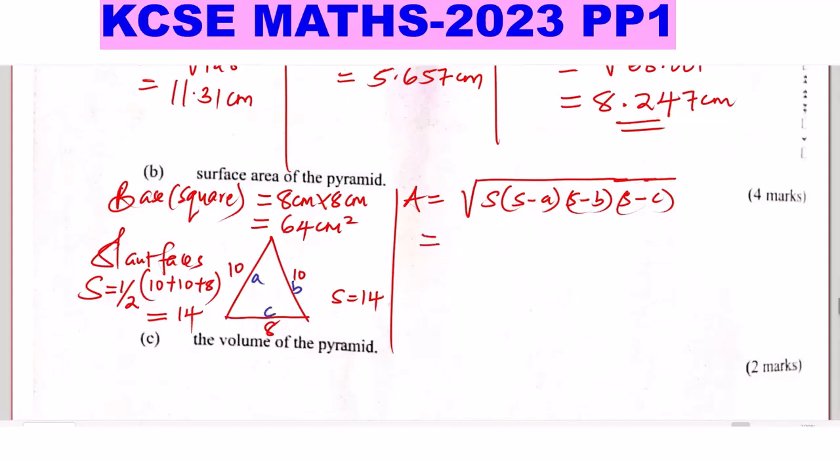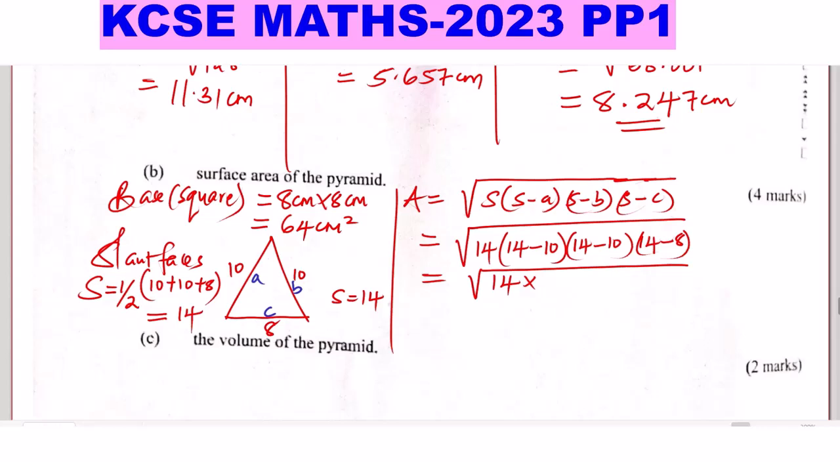So we substitute. This will be the square root of S, which is 14, then 14 minus A is 4, 14 minus B is 4, then 14 minus 8, that is C, is 6. It will give the square root of 14 times 4 times 4 times 6, which is the square root of 1344. Taking the square root, you get 36.66 centimeters squared. That is the area of one slant face.